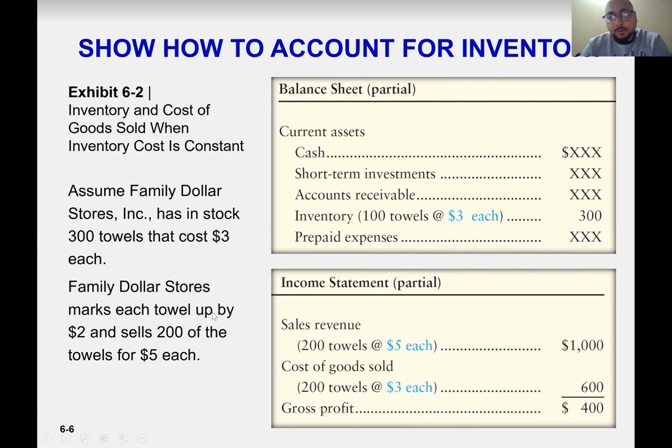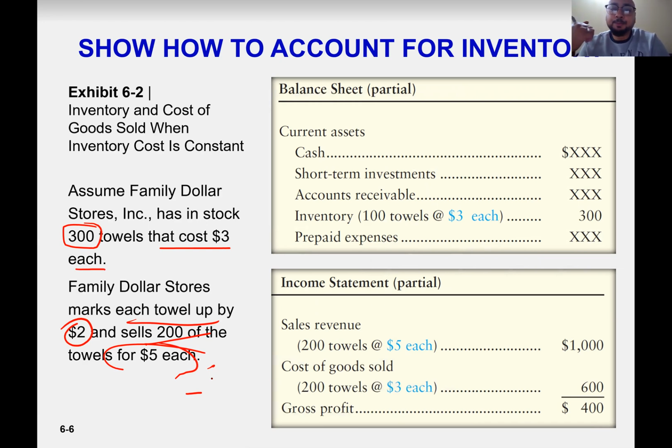So assume we have an illustration here, where we are learning the difference between selling services and selling physical products. Assume you have a Family Dollar store corporation which has a stock of 300 towels that cost 3 each. So in your inventory, you have 300 towels, and the cost of those towels is 3 each. Family Dollar store sells 200 of the towels for 5 each. So it means they earn $2 profit on each towel, since their sale price is 5.